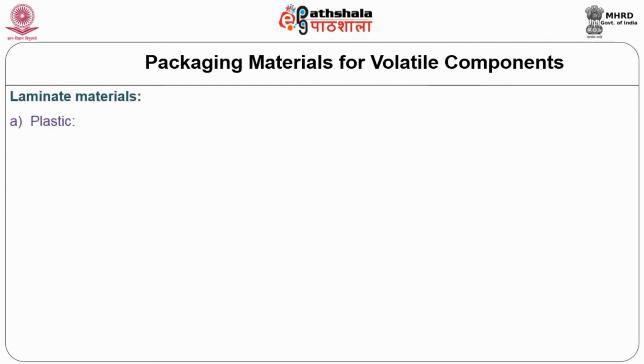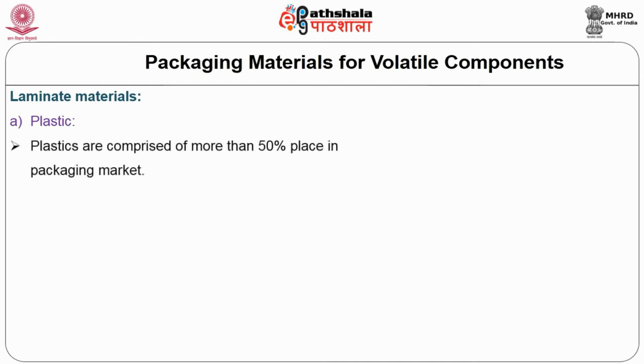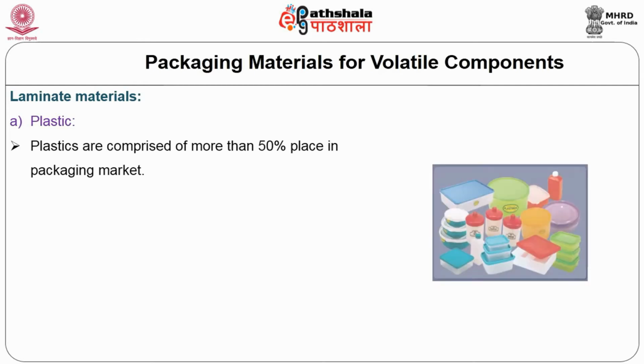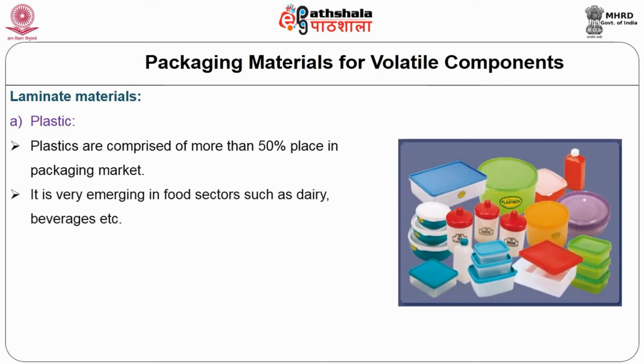Then we will learn a few points about laminate materials. This is again categorized into two types. The first one is plastic. Plastics comprise more than 50% of the packaging market. Plastic plays an important role in the packaging world. It is very emerging in food sectors such as dairy, beverages, etc.